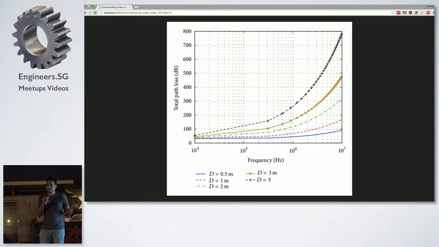The point of this graph is to say that any kind of radio communication is more or less impossible underwater. The radio signals lose power tremendously faster underwater than they do in air. In air, they can travel to Jupiter and back, and they still have enough energy for you to detect it.